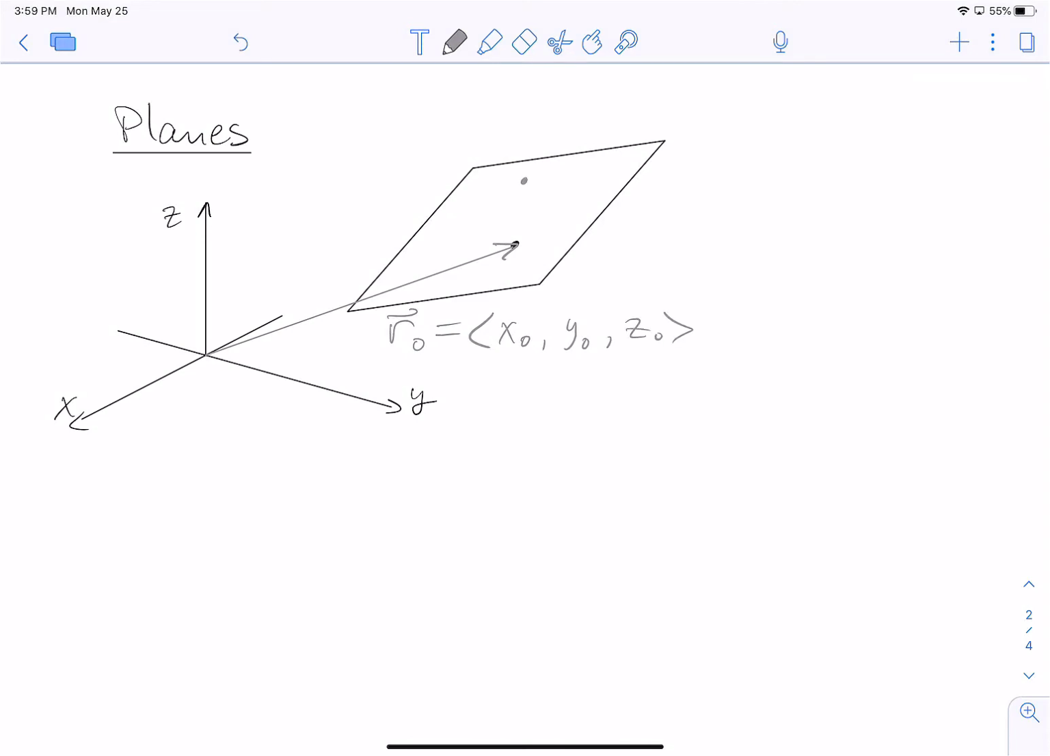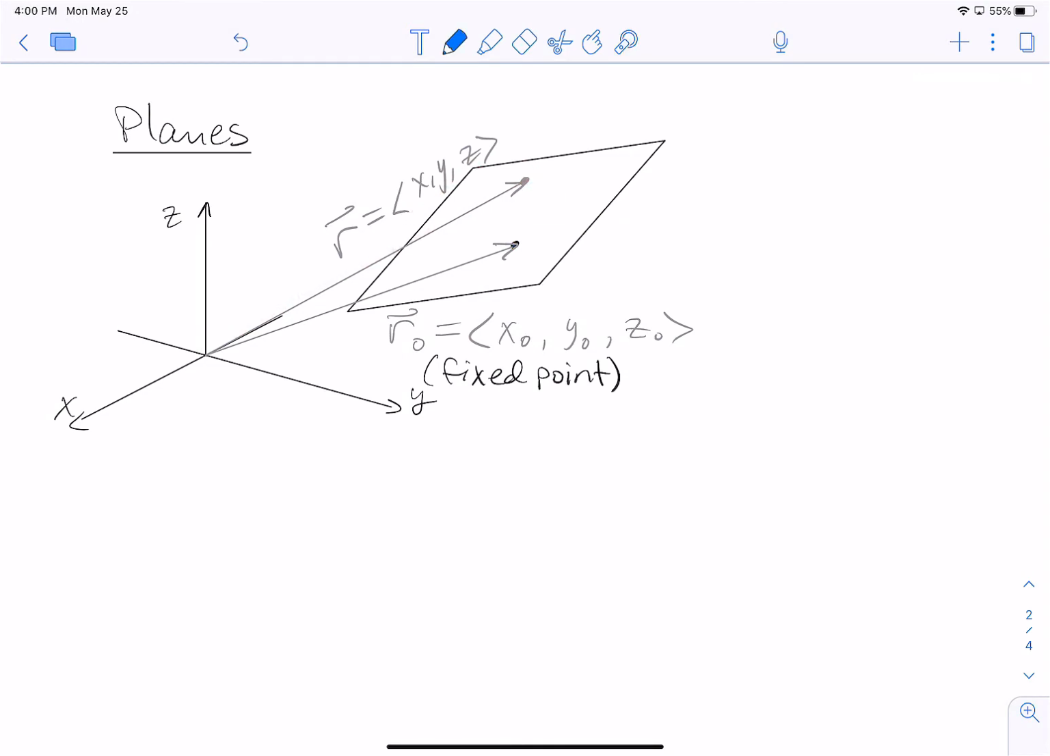We'll consider any other point on the plane and a vector that goes to that point. Again, the vector is in standard position. We'll call that vector r, and it's generic. We'll give it components x, y, z. So the head of the vector r naught, x naught, y naught, z naught, is a fixed point on the plane. And the head of the vector r, which is x, y, z, is any other point on the plane.